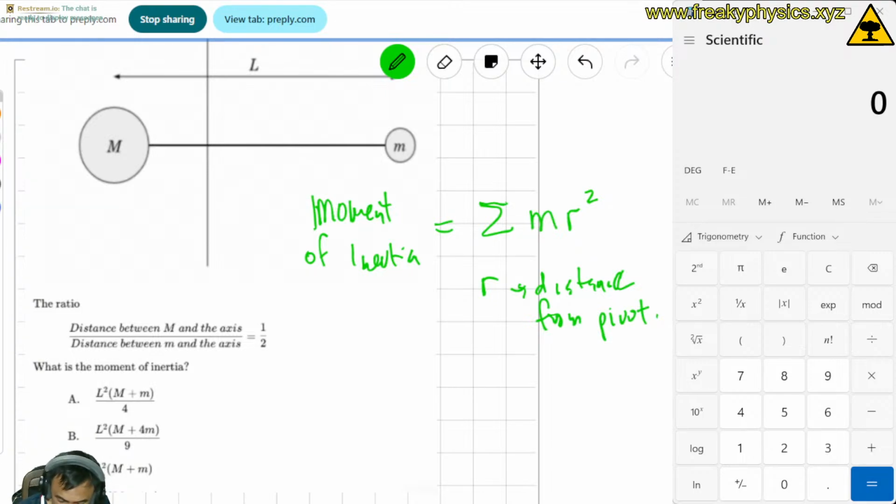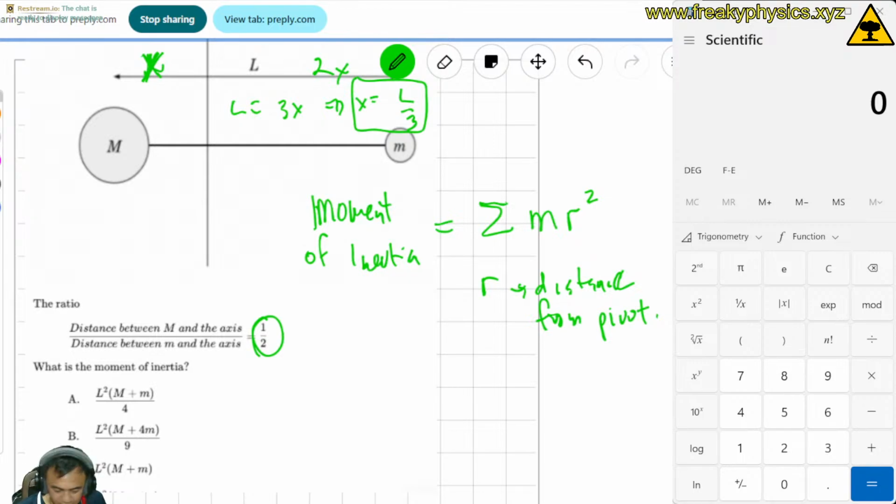But here's the deal as well. You're told that the distance between these is 1 is to 2. So this is going to be 1, that's going to be x, let's just say x right here. This is going to be 2x, right? So in this case, you can see that L is equal to 3x, and therefore x is simply L over 3.